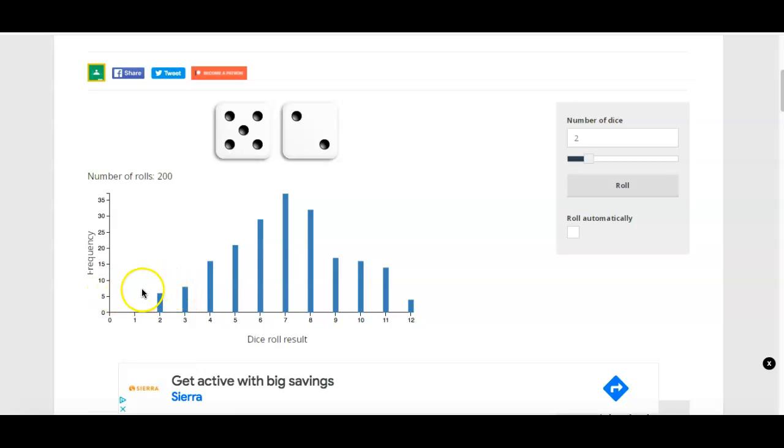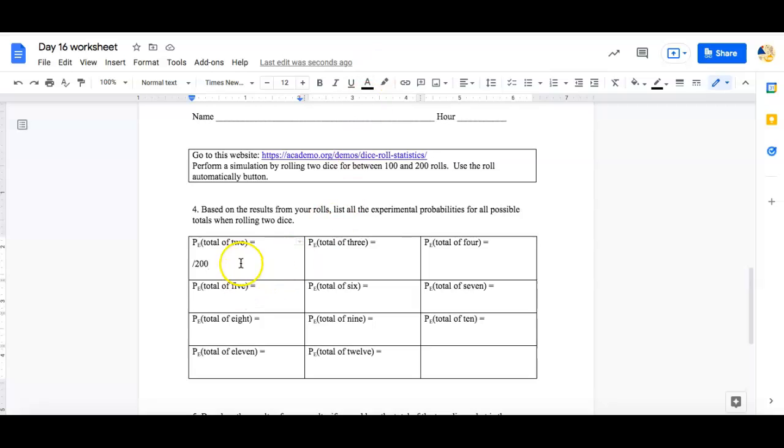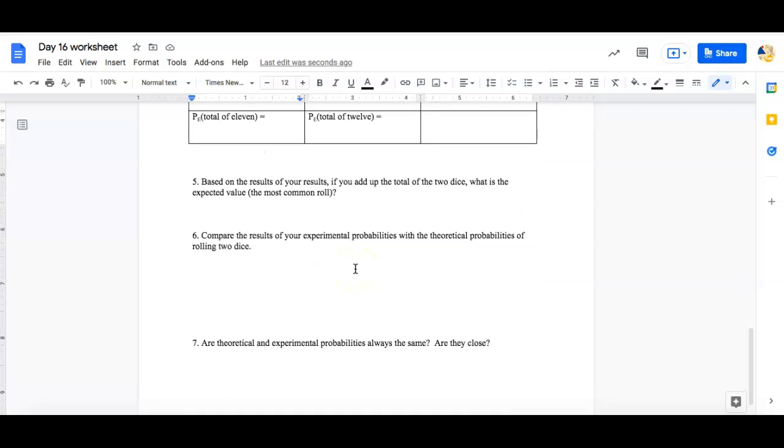The 3 looks like it happened about 8 or 9 times. You decide. 4 happened about 15 or 16. 5 looks like it's about 21 or 22. And just put a number in there. It doesn't have to be perfect. The numerator is determined by the frequency. Just eye up the bar. The bottom number is 200 for every one of these down here. And then calculate it into a decimal.